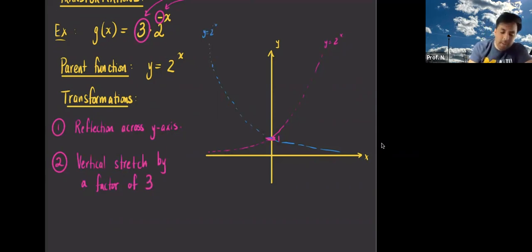And then what do I do after this? So after I reflect across the y-axis, I stretch it by a factor of 3. So my original y-intercept was 1, and now when I stretch it by a factor of 3, I'm no longer at 1, I'm at 3. So then I'm going to have a stretch. So this is going to be my function g of x.